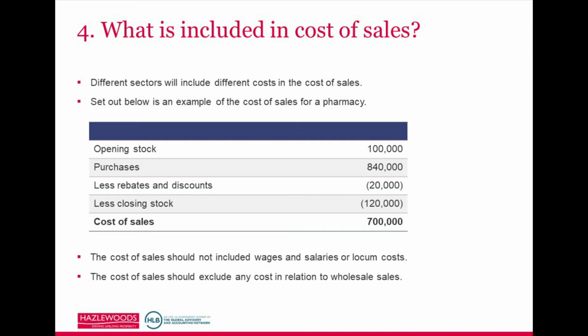840,000. We would deduct rebates and discounts received from our wholesalers of 20,000, and we would also deduct the closing stock figure of 120,000, and this will give us a cost of sales figure of 700,000. We do not include any costs in relation to wages and salaries or locums, and we should also exclude any costs in relation to wholesale turnover.